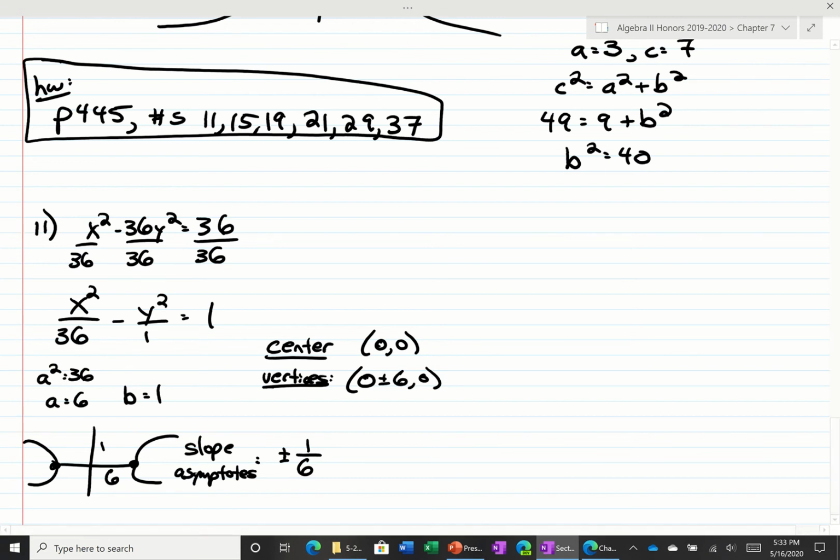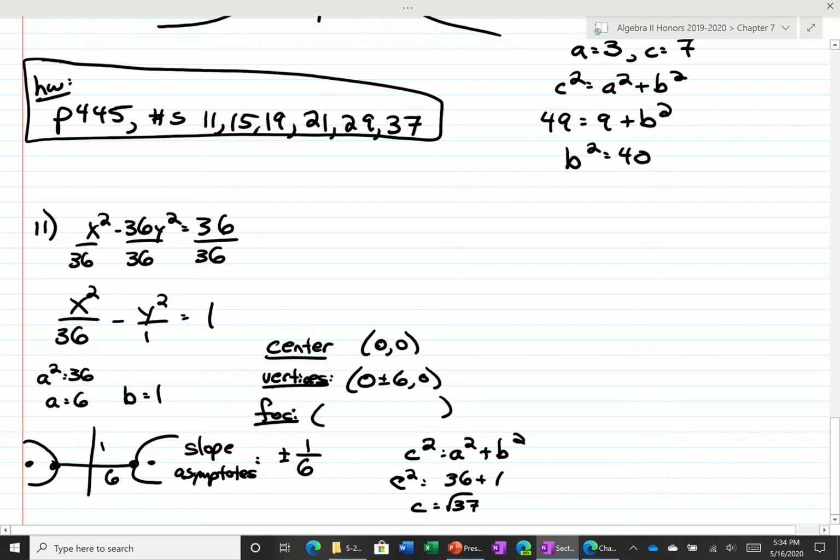And it wants to know the foci. Okay, well, we know that A is 6 and B is 1, so if C squared is equal to A squared plus B squared, 36 plus 1 is 37. So C would equal square root of 37. And that would be on this axis. So we're going left and right. So we start at the center, 0, 0, and we would just go left and right radical 37 units, something like that.